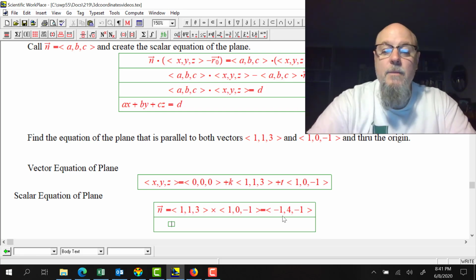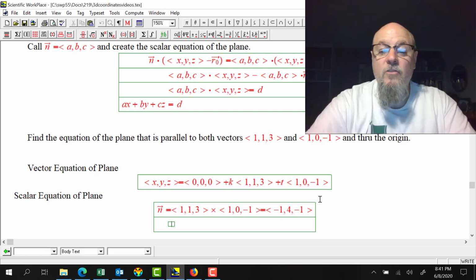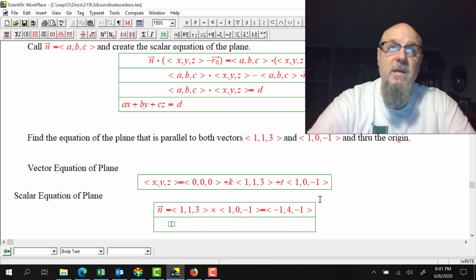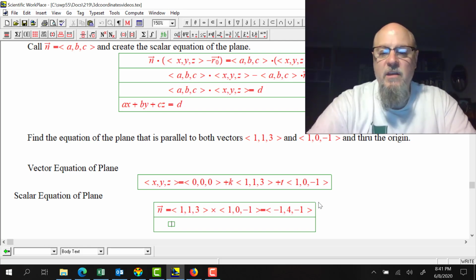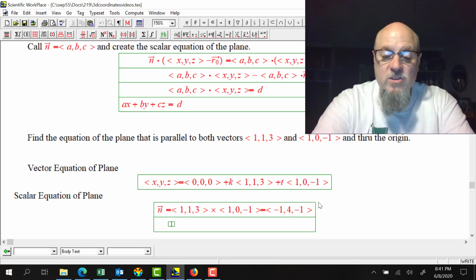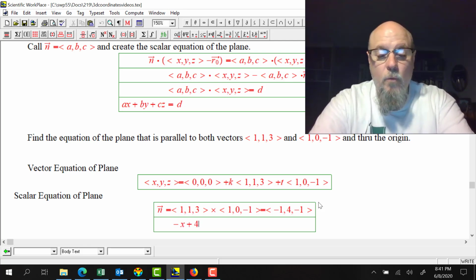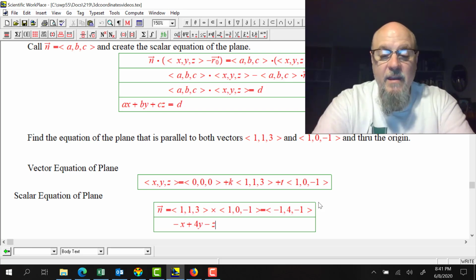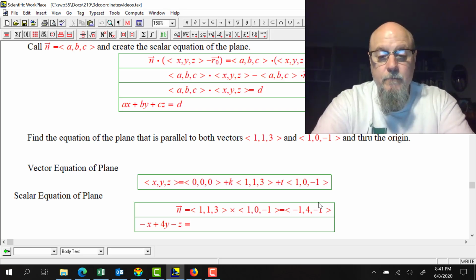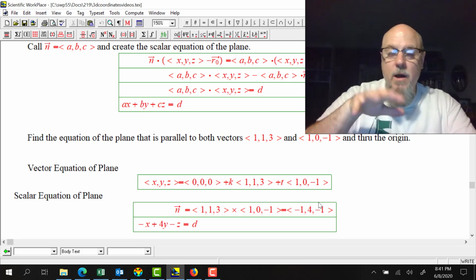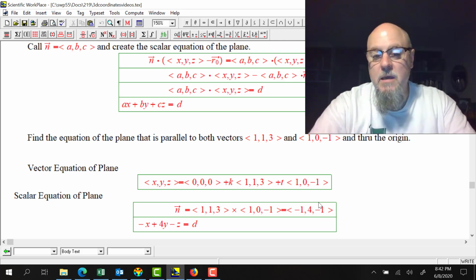How does that help me? There's my A and my B and my C. So A is -1, B is 4, and C is -1. So the equation of the plane is now -x plus 4y minus z is equal to d. The only parameter I don't know now is d.